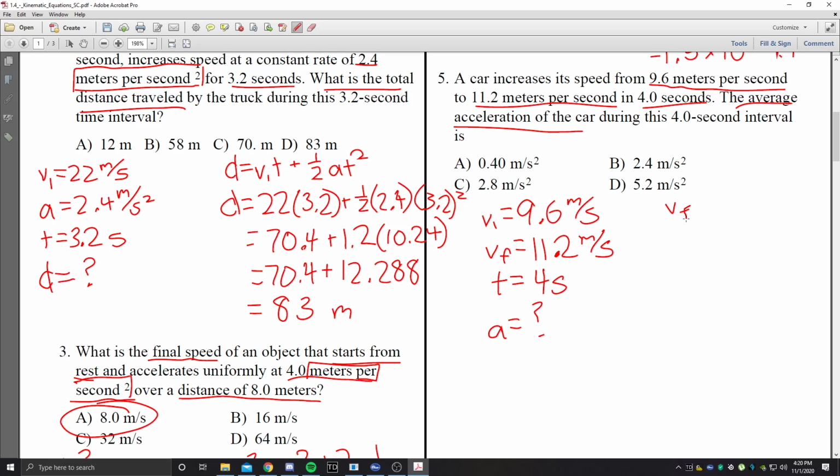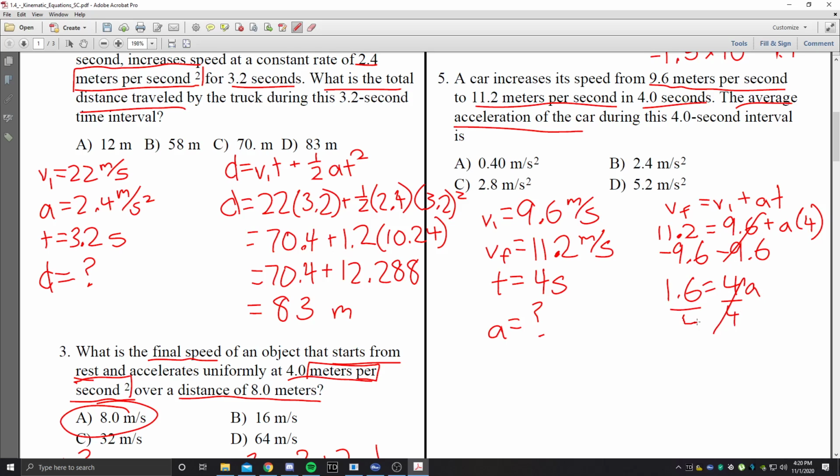So the only formula you can use is the one that has everything you need. We can't use the other formulas because they don't have everything you need. So we have VF, 11.2, is equal to VI, 9.6, plus A times 4. Minus 9.6, 1.6 is equal to 4A, divided by 4. 0.4 meters per second squared. That's A. Hence your answer is A. Coincidentally.